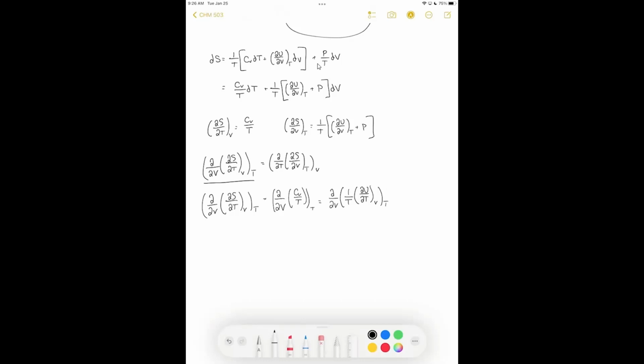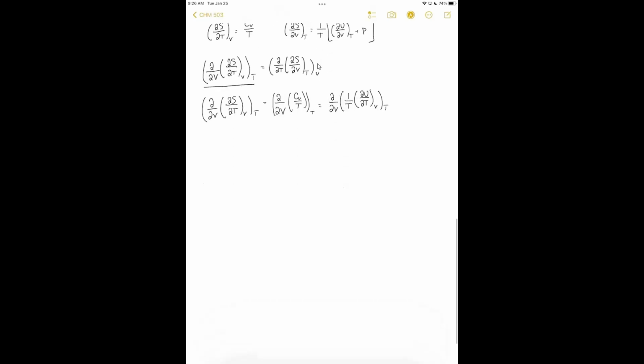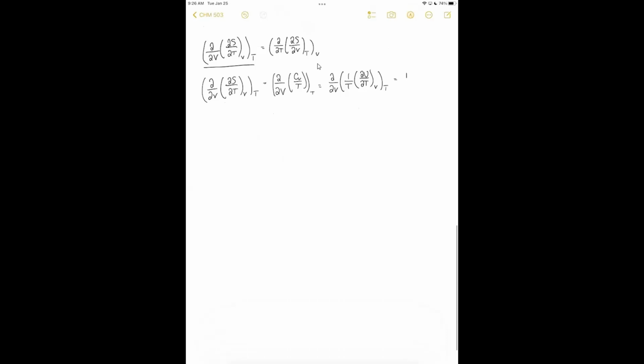Now, we'll see the reasoning for this when we finish this derivation, but of course, Cv is equal to dU/dT at constant V. So we haven't done anything too crazy here. And in this case, the temperature is not a function of volume. So we can say that this is simply equal to 1 over the temperature times the volume derivative of internal energy after we've taken the temperature derivative of internal energy. So here we have 1 over T times the mixed partial derivative of internal energy with respect to volume and temperature. And that's the key.